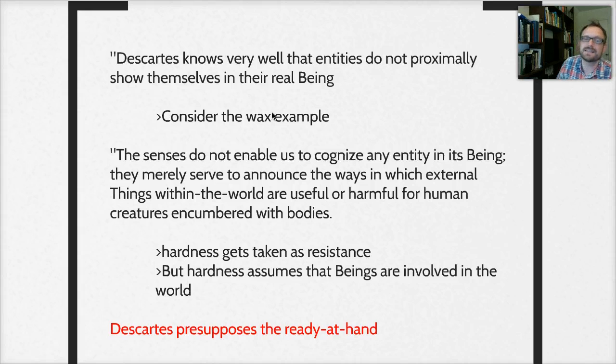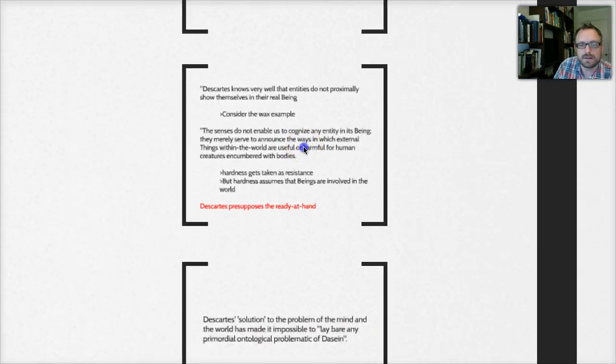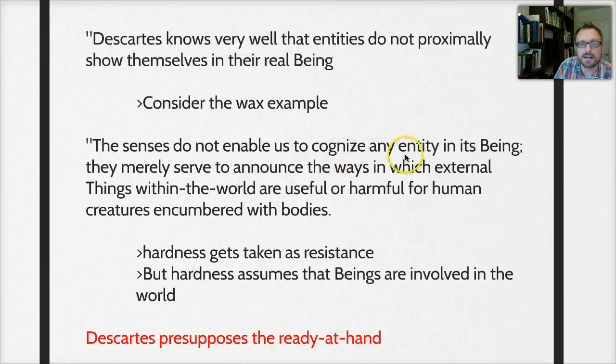Quote, "The senses do not enable us to cognize any entity in its being. They merely serve to announce the ways in which external things within the world are useful or harmful for human creatures encumbered with bodies." So consider the idea that hardness gets taken as a resistance, but hardness always assumes that beings are involved in the world, right?